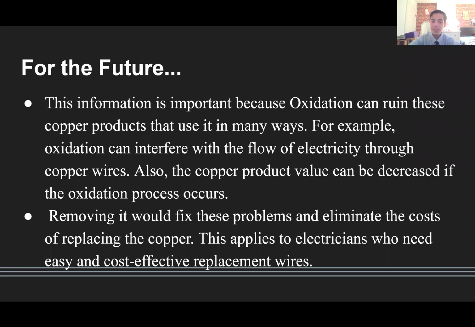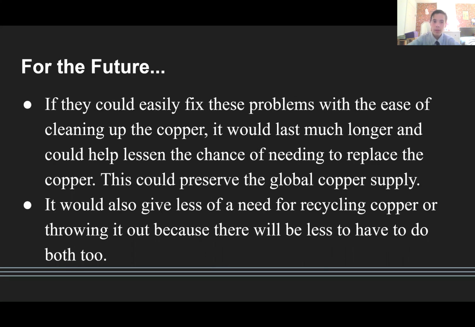For the future, this information is important because oxidation can ruin these copper products that use it in many ways. For example, oxidation can interfere with the flow of electricity through copper wires. Also, a copper product's value can be decreased if the oxidation process occurs. Removing it would fix these problems and eliminate the cost of replacing the copper. This applies to electricians who need easy and cost effective replacement wires. If they could easily fix these problems with the ease of cleaning up the copper, it would last much longer and could help lessen the chance of needing to replace the copper.